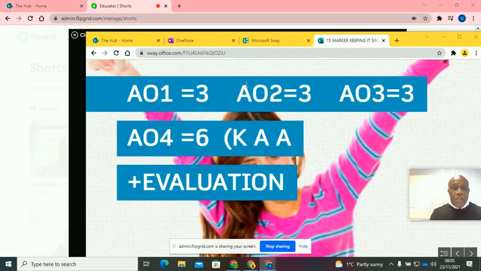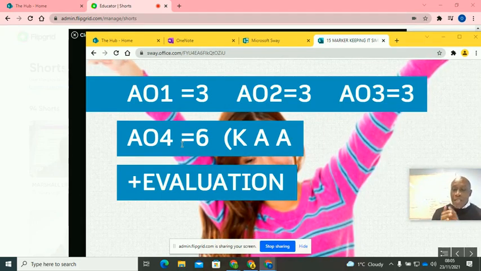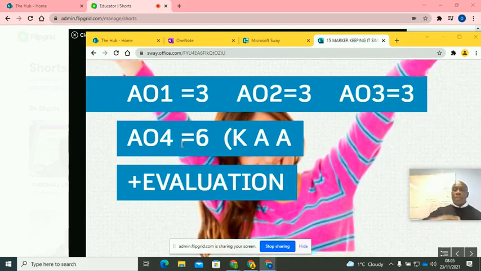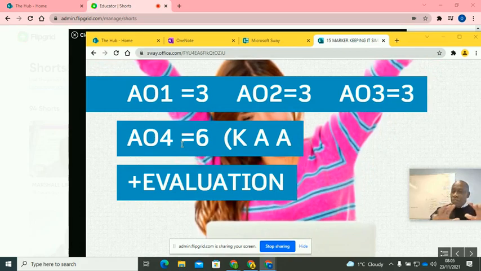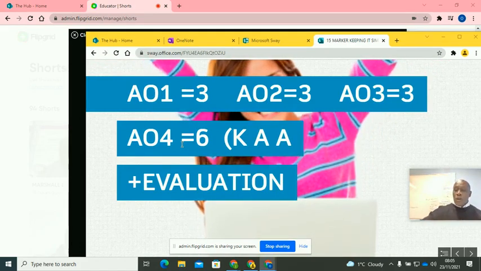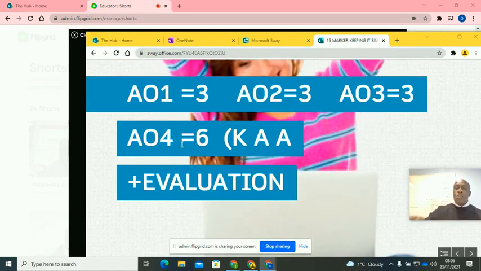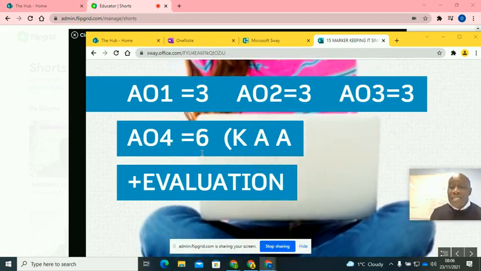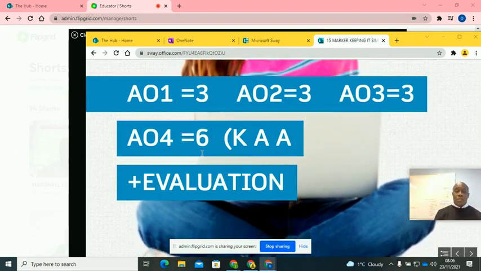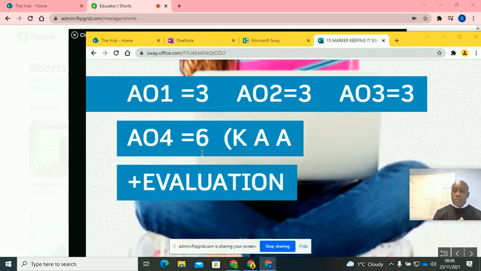Now we come to AO4. This is the peculiar part of a 15 marker in the Edexcel. In other exam bodies, like OCR or AQA, make sure you know how they allocate marks. Everything's the same, but this is for Edexcel, and AO4 is 6 marks, guys, 6 marks. So you need to bear that in mind.